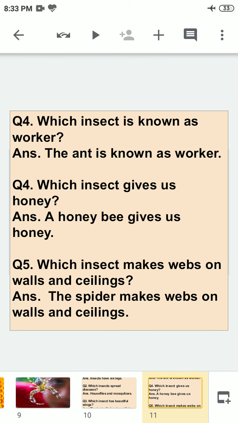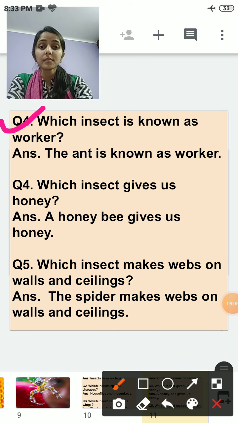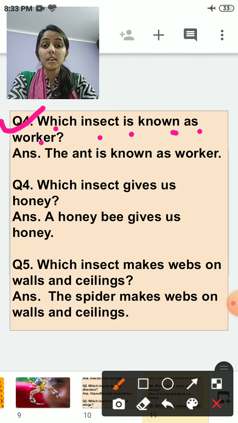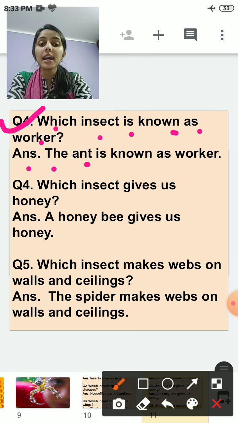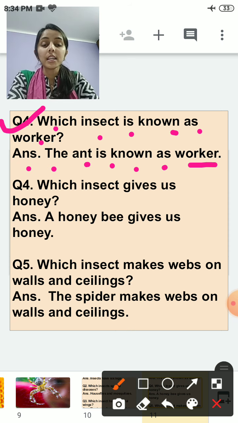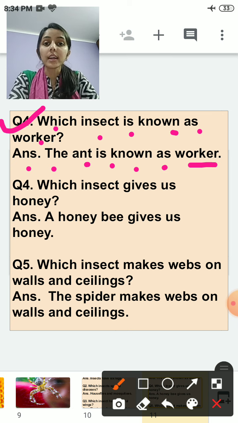Now, fourth question. Which insect is known as worker? Answer is, the ant is known as worker.